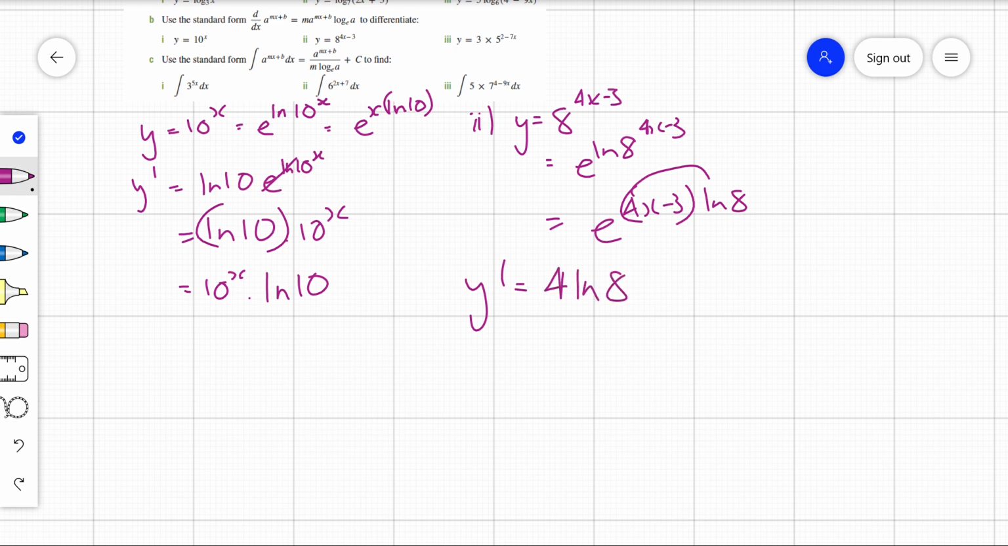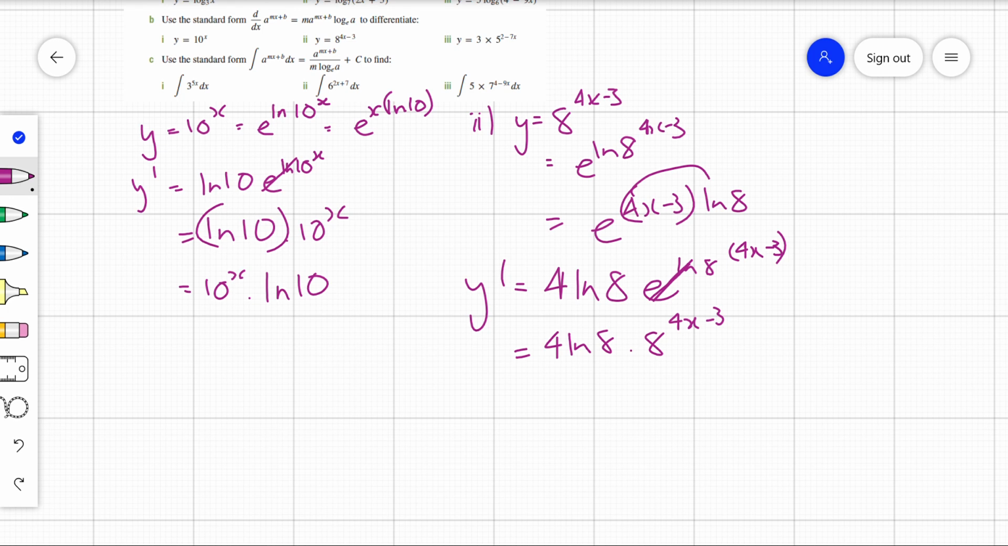And then you always get the same thing. I'm still going to get e to the log 8 to the 4x minus 3, and e and log cancel each other out. So I've really got 4 log 8 times 8 to the 4x minus 3.